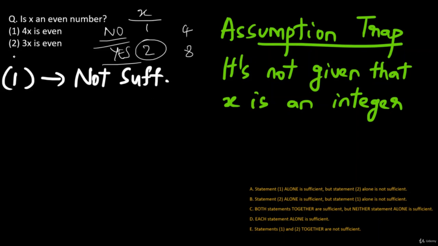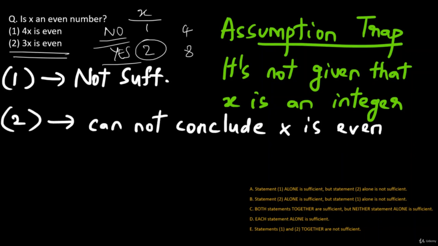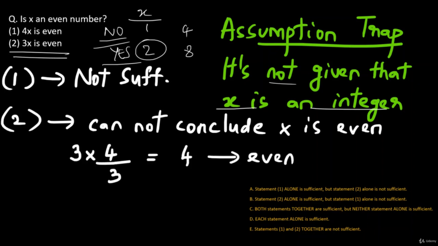What about statement 2? It says that 3x is even. Now, can you conclude because 3x is even that x is even? You cannot do that, right? Why is that so? It's not given that x is an integer. Now, let me take the value of x as 4 by 3. So, what would be 3x? That would be 3 into 4 by 3, which is equal to 4. And this is even, but in this case, 4 by 3 is not even, right? So I'm getting a no over here.